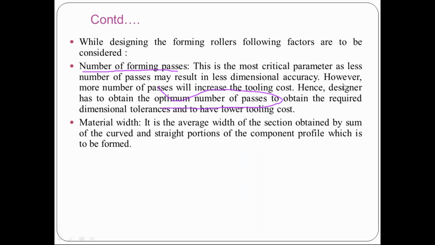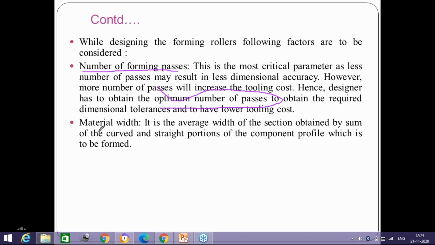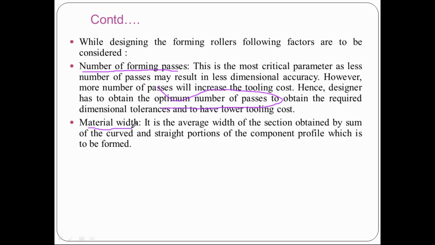Next parameter is material width. It is the average width of the section obtained by the sum of the curve and straight portion of the component profile which is to be formed.